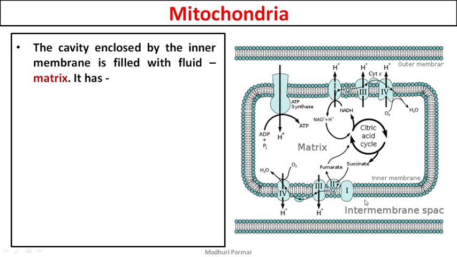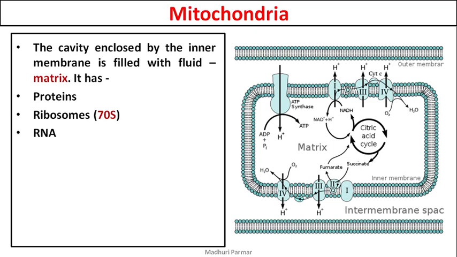Now that was all about the intermembrane space, which is the space between the two membranes. What about the inner space, which is covered by the inner membrane? So this space is actually called matrix. It is a fluid, just like your cytoplasm. It has proteins, it has ribosomes, which are of 70S type. It has RNA, which will be mRNA, tRNA, rRNA. It has mitochondrial DNA present inside the matrix.